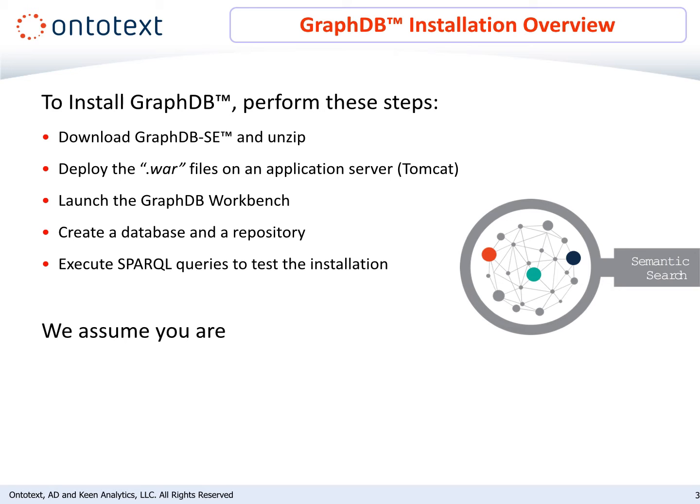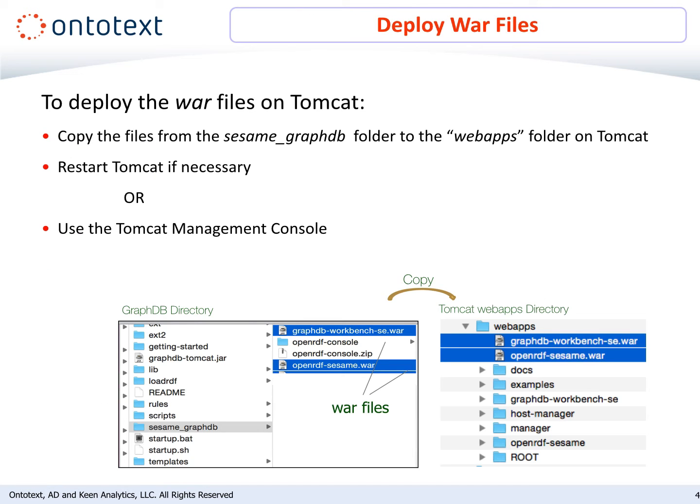This installation process assumes you have Apache Tomcat version 7 or greater on your system and that you are installing GraphDB SE. Let's assume you have completed Step 1, which involves downloading GraphDB SE and unzipping the downloaded file. Now, for Step 2, you need to deploy the WAR files on Tomcat.